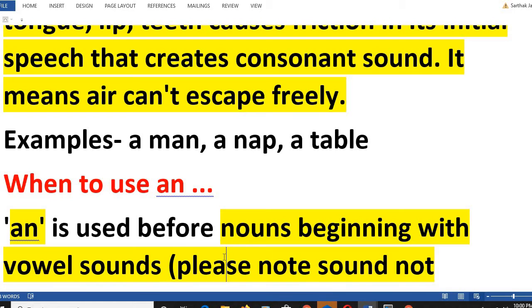When you pronounce a man, ma, when you pronounce ma of man, you will see your lips are touching each other. There is a slight touch of the lips. When you pronounce nap, na, you will see the upper part of the tongue is touching somewhere in the jaw. Similar is the case of table. Your front part of the tongue is touching the upper jaw. So air can't escape freely. Before these words you will always put a.